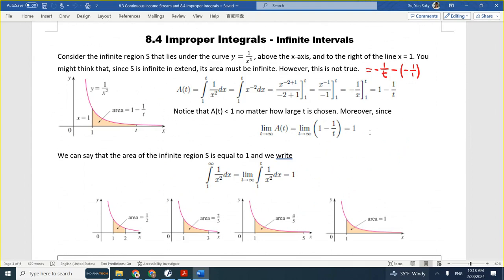When t goes to infinity, 1 over infinity goes to 0. Therefore, this area goes to 1. Okay, everybody? So even though we have an infinite interval, because the function is getting smaller, the area is actually finite. Okay?